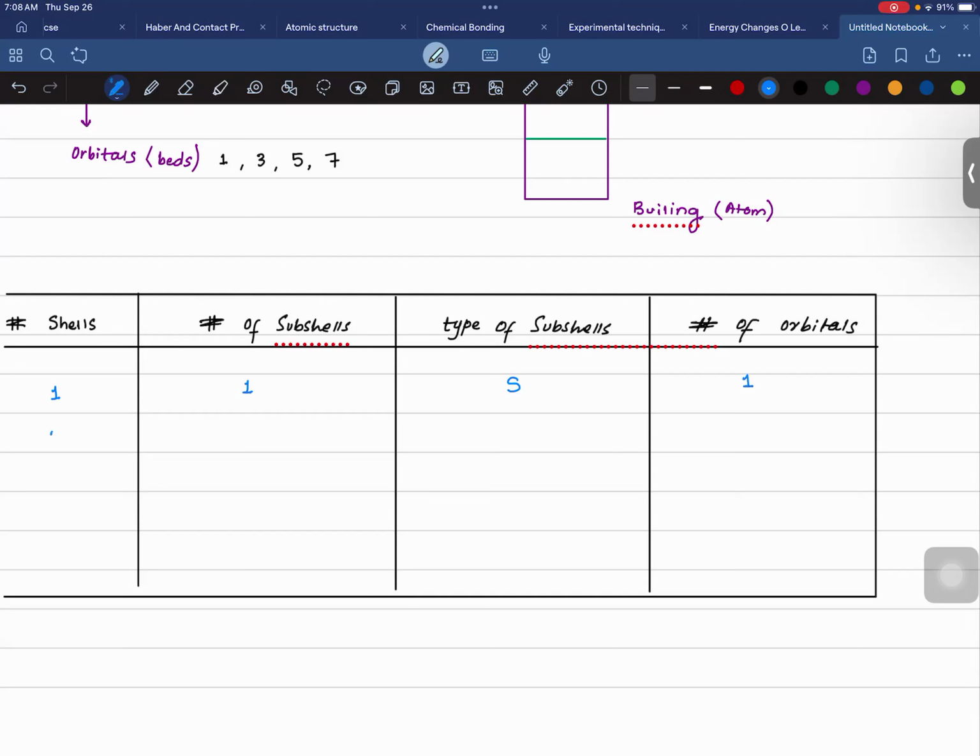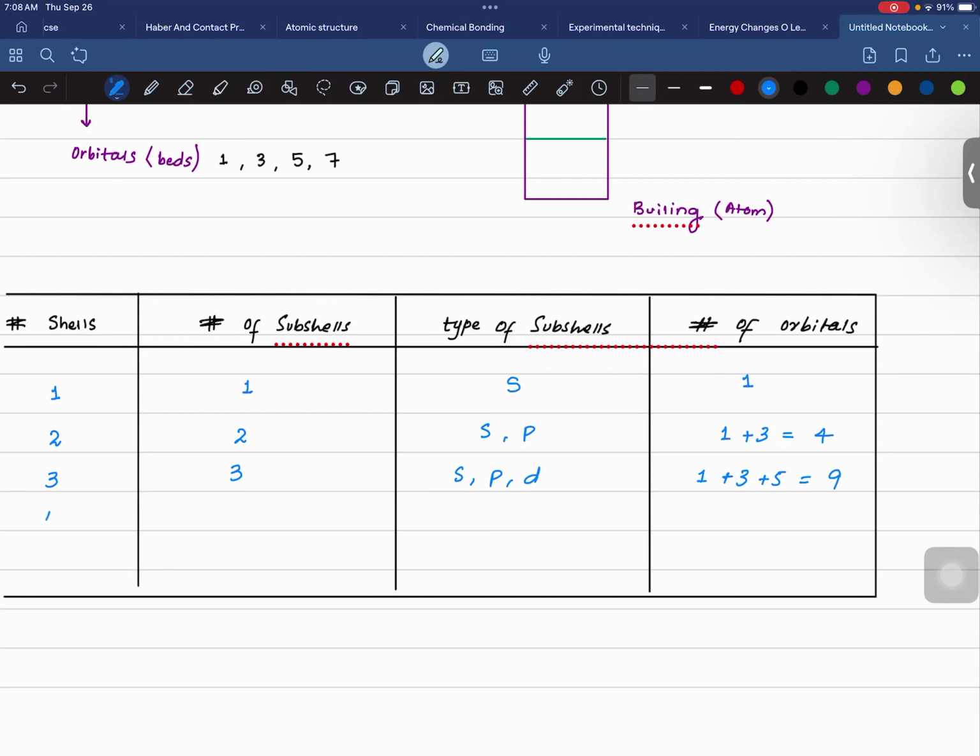Then we have the second shell. In the second shell you have 2 subshells, and the types of the two subshells are S and P. S has one orbital and P has three orbitals, so the total is four orbitals. Then we have the third shell. The subshells are three, S, P and D. S has one orbital, P has three orbitals, and D has five orbitals, so the total is 9.